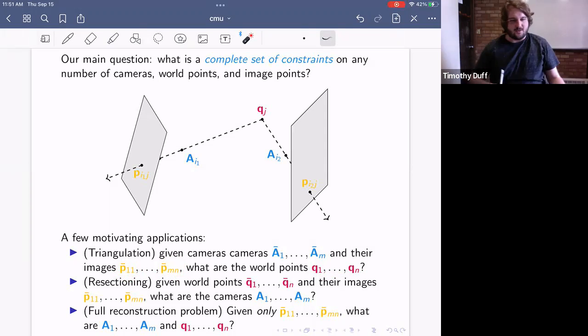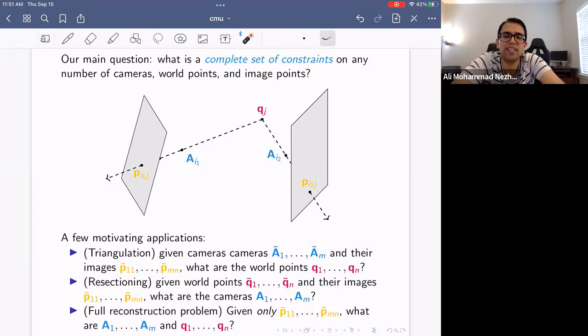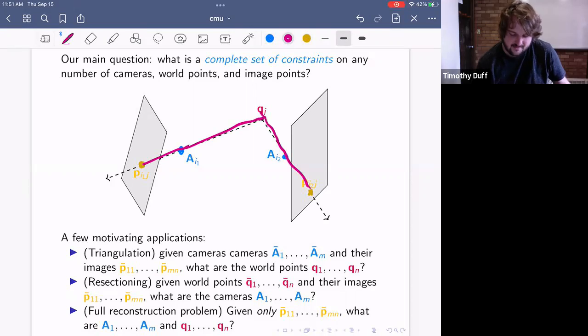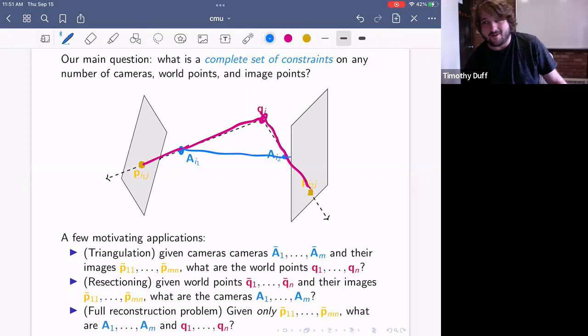Now, resectioning is sort of... why is it called triangulation? Well, the idea is that if you know this image point and this image point, and you know this camera and this camera, then to get the world point, you are intersecting these two rays, and generally they'll intersect in a single point. And there's a third line here too, which is actually connecting the camera centers. And there you have a triangle.